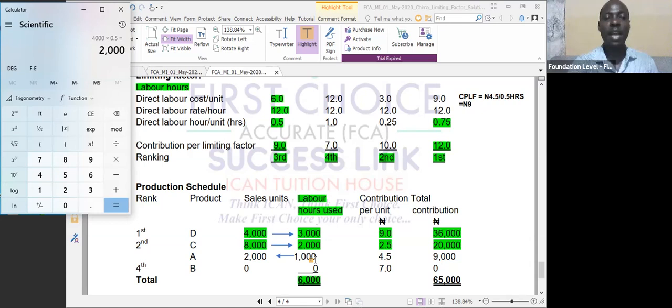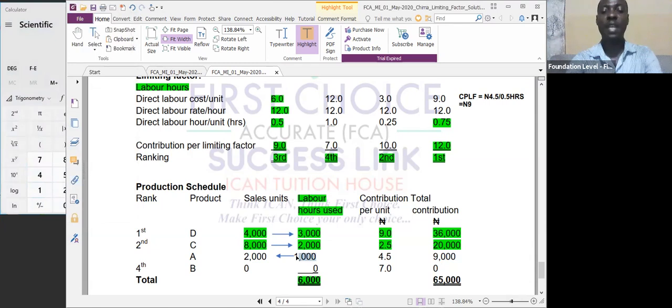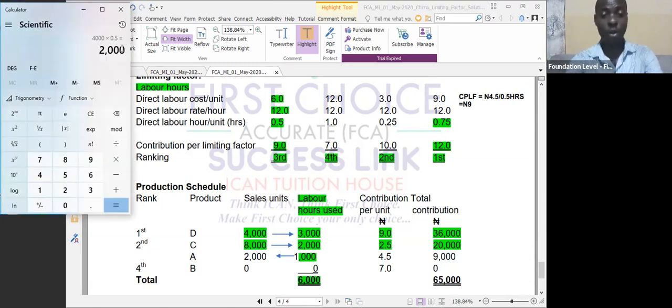So I can't use 2,000 hours. So I can't satisfy everything for A. I must limit what I produce for A. I must scale it down. So how do we do it? If you notice, my arrow is going from right back to left. You now bring the remaining 1,000 hours available because you cannot use this 2,000 anymore.